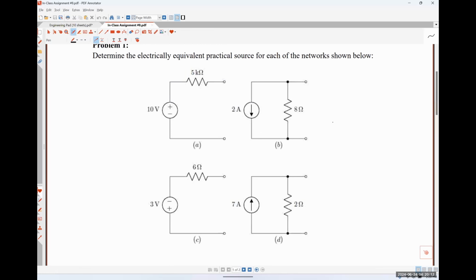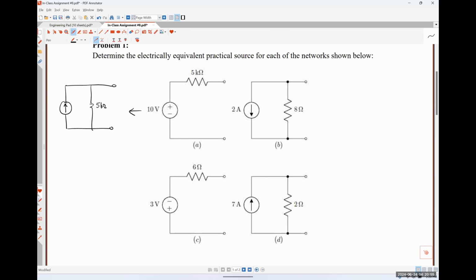So let's take a look at this first in-class assignment problem and see if we can determine the equivalent practical source for each of these practical voltage source and current source things here, okay? So for this guy right here, we have a 10-volt source in series with a 5 kilo ohm resistor. So we know for sure that we are going to have a current source in parallel with a 5 kilo ohm resistor, because the resistor value literally never changes. Because the positive polarity terminal is on top, our arrow should be pointed up.